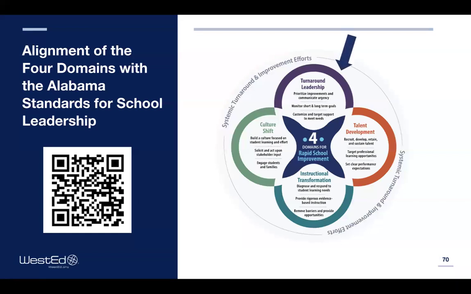Domain 1, Turnaround Leadership, emphasizes the need for strong school leaders to establish a clear vision and support their staff in achieving instructional goals. By aligning hiring strategies with this domain, schools can ensure that they are recruiting educators who are not only highly qualified, but also share the school's mission and vision, contributing to a cohesive and goal-oriented leadership team.